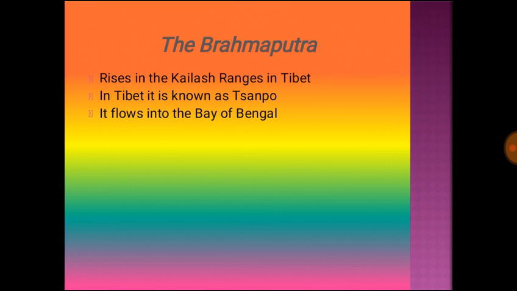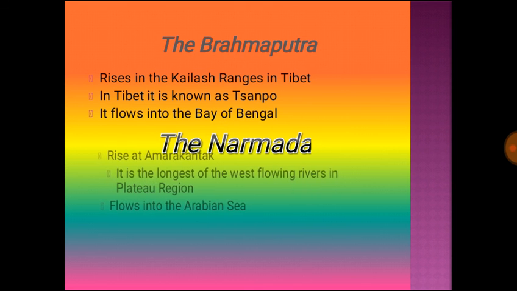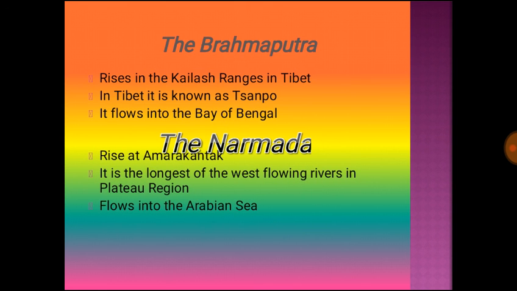It flows through Assam and enters Bangladesh and then flows into the Bay of Bengal. Fourth one, the Narmada. The river Narmada rises at Amarkantak at the border between Chhattisgarh and Madhya Pradesh. It is the longest of the west flowing rivers in the plateau region. It flows through Madhya Pradesh, Maharashtra and Gujarat into the Arabian Sea.